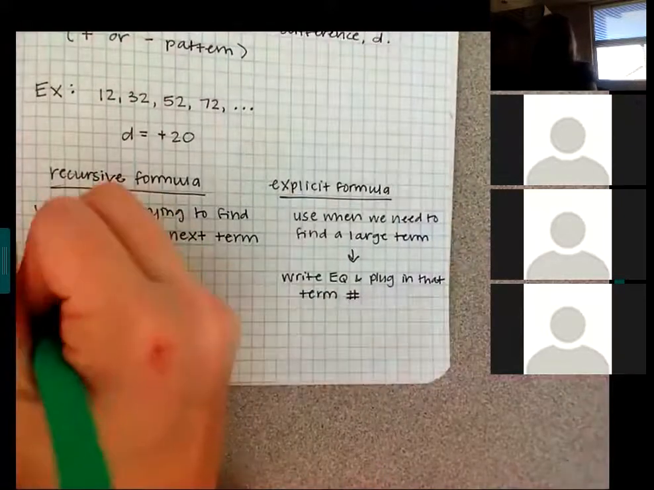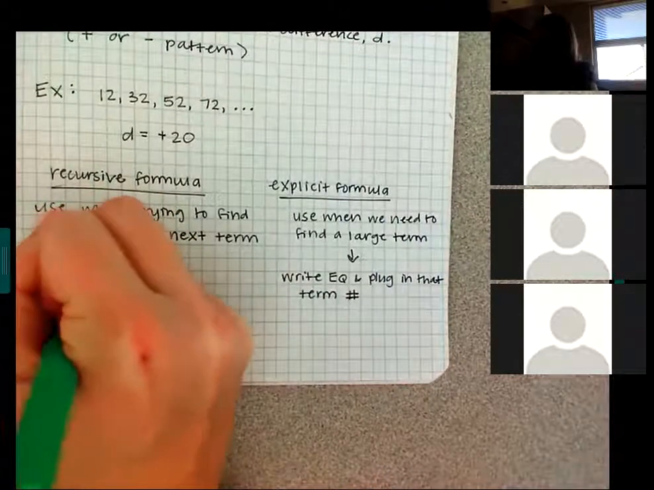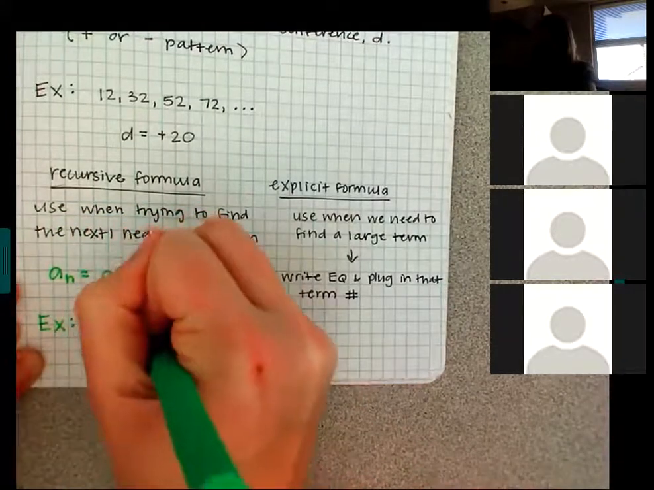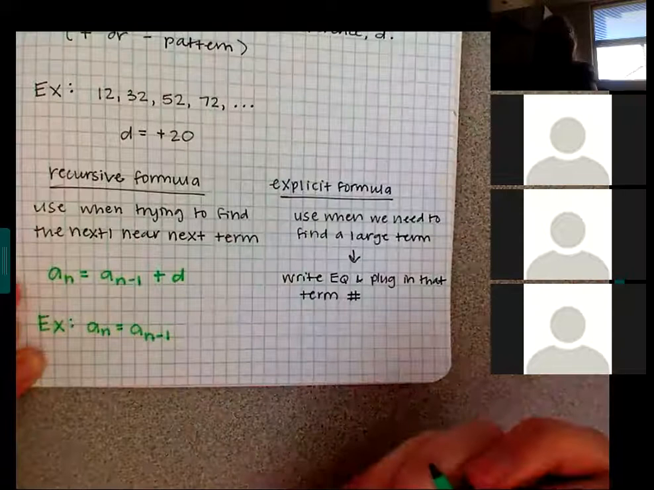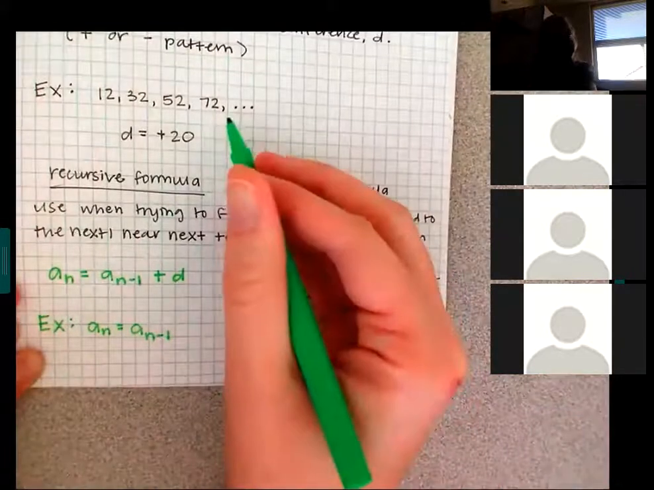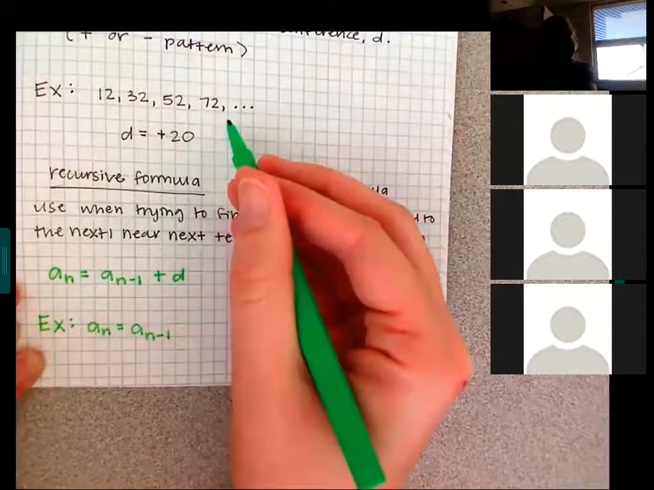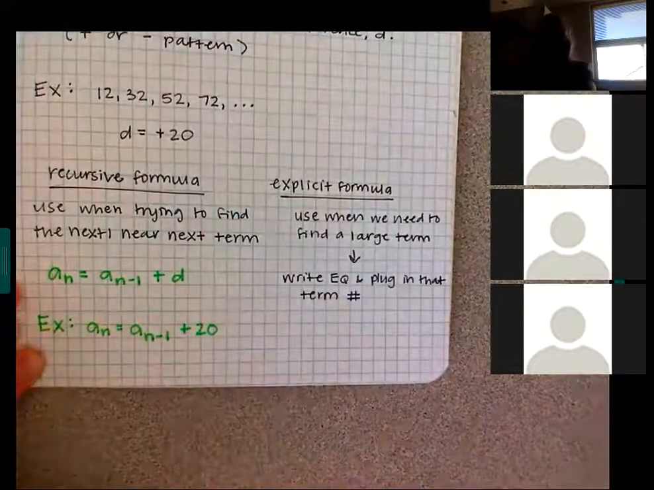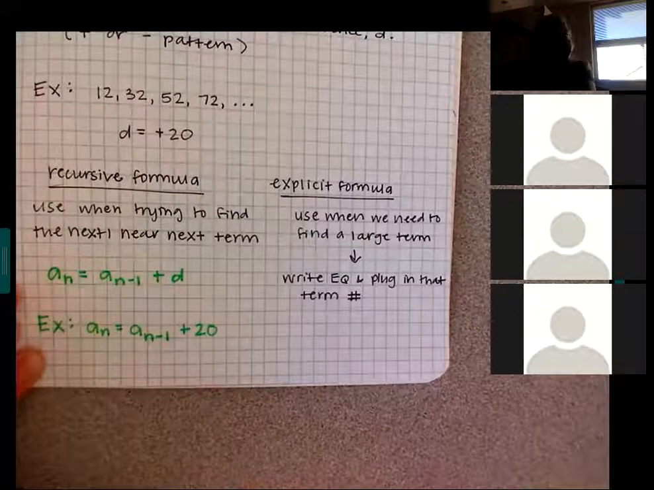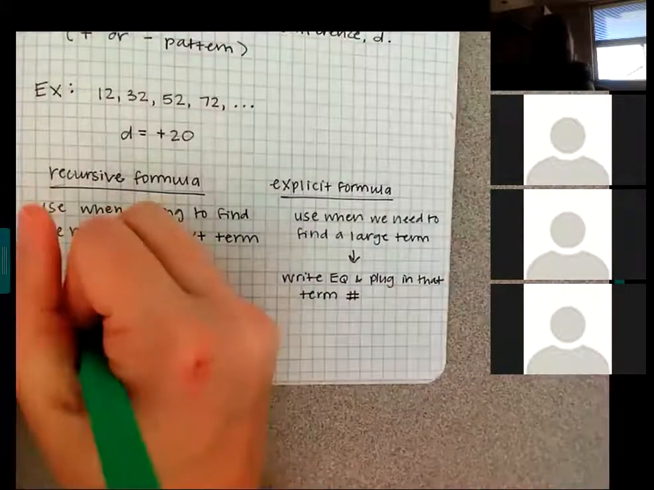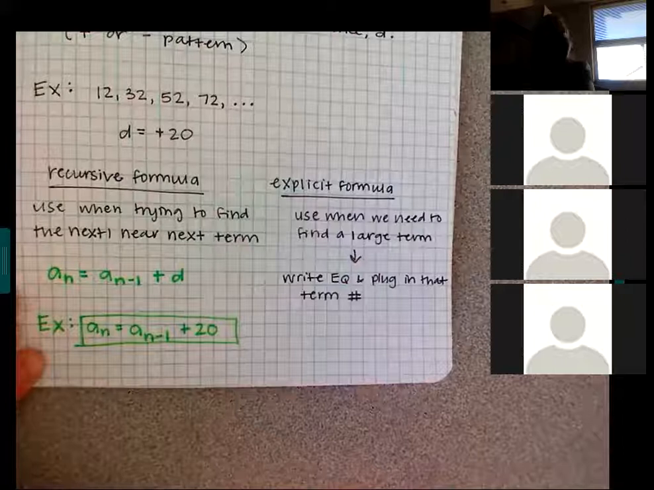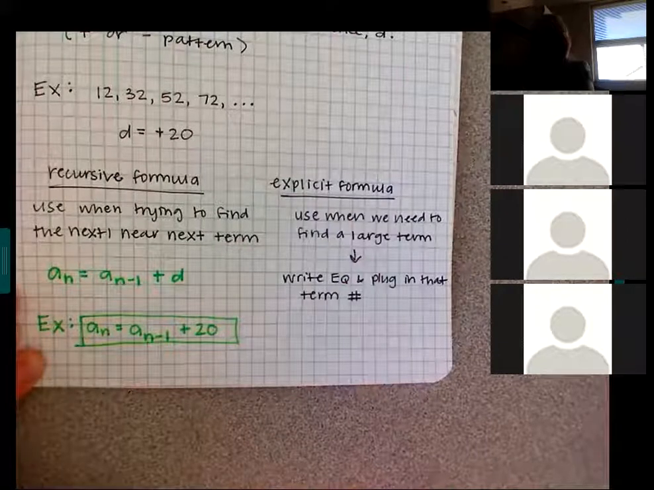So for our example at the top, I'm going to take the term that came before it, A sub n minus 1, but what's my difference for this sequence? 20. So we're just going to add 20. This would be your recursive formula. This is literally all you have to write. If it says write a recursive formula, you would write that and you'd be done.